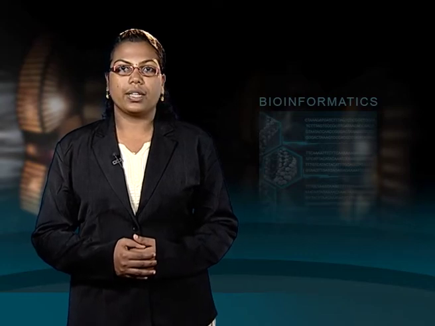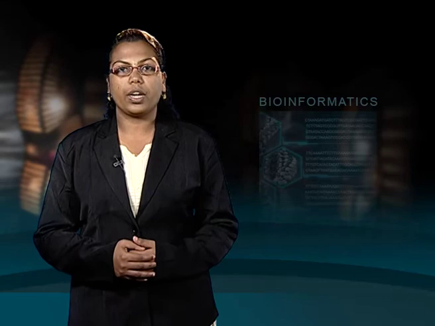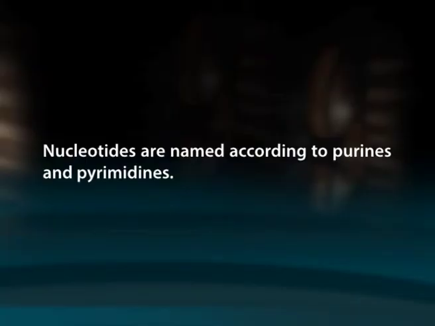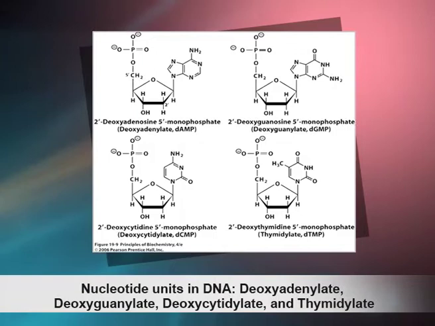In nucleotides, the first carbon atom of the sugar, ribose or deoxyribose, is attached to the nitrogen at position 9 of a purine (N9) or at position 1 of a pyrimidine (N1). Nucleotides are named according to purines and pyrimidines. The 4 nucleotide units in DNA are called deoxyadenylate, deoxyguanylate, deoxycytidylate and thymidylate.